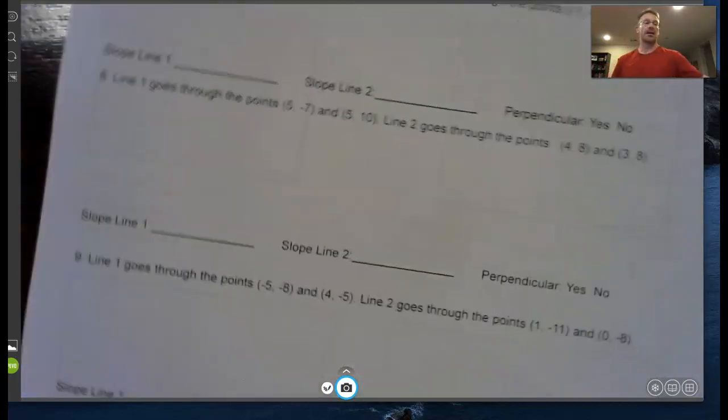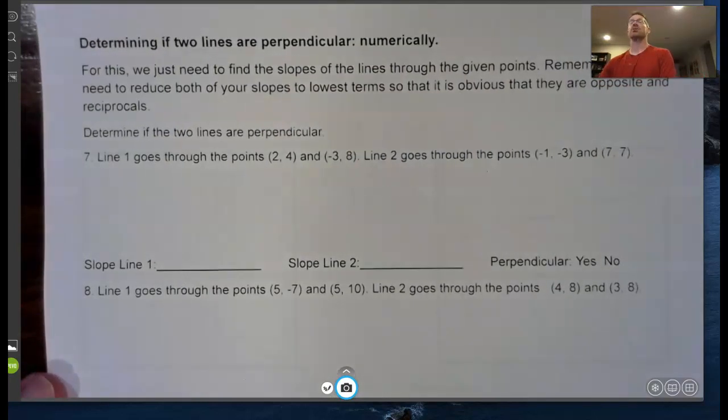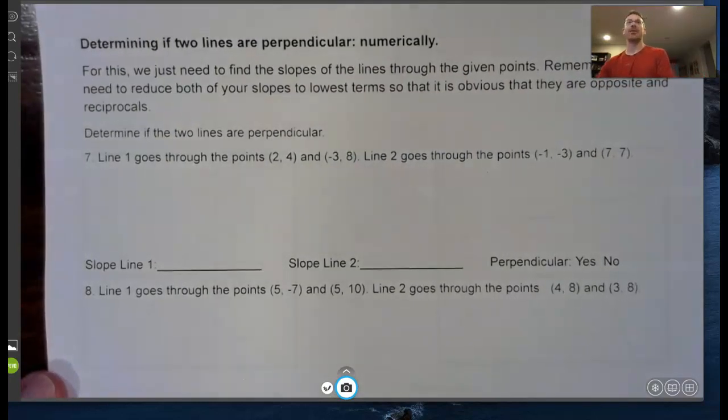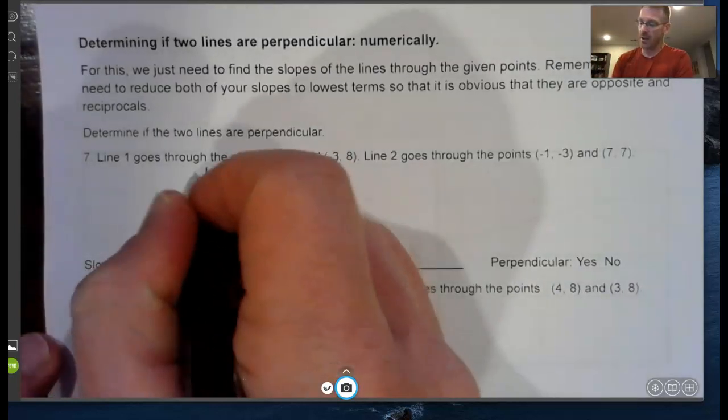So now let's flip our notes. Let's see how we determine if two lines are perpendicular numerically. Now, once again, this is just a little bit easier than we did with parallel because we just need to see slopes. We don't care that the lines intersect. We assume that they're going to intersect because we are looking for perpendicular lines. So we just have to find the slope of line 1, slope of line 2, compare them, and that's all we need. So let's just make a quick XY table for line 1 here.